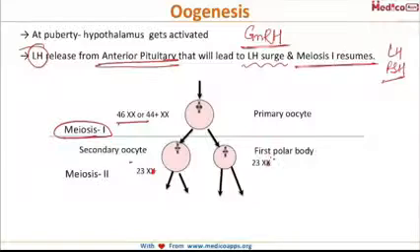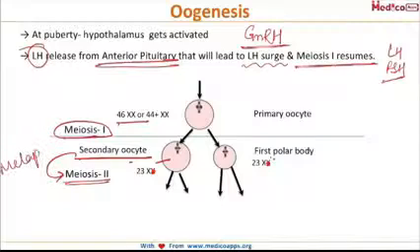But here the maximum of the cytoplasm comes with the secondary oocyte, and with the first polar body there is negligible amount of cytoplasm. Now this secondary oocyte enters Meiosis II, but it remains arrested in the metaphase of the second meiotic division, or you can say metaphase 2. So this secondary oocyte remains arrested in metaphase 2 till fertilization occurs. Now it is this secondary oocyte which is released at the time of ovulation.